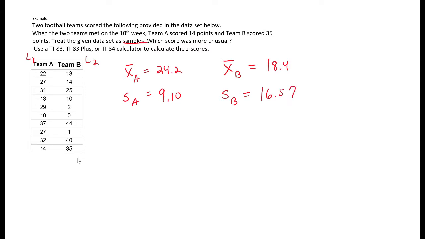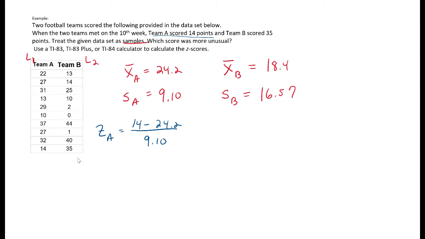Okay. So as we talked about in the previous video, I can already tell based off the standard deviations, Team A scores more consistently. What I mean by that is Team A scores are closer together whenever you compare them to Team B's, because Team B's standard deviation is larger. All right, so here we go. Let's calculate some z-scores. So Team A scored 14 points in that game. So the 14 points will be the data value for Team A. So the z-score for Team A will be 14 minus the mean of 24.2 divided by 9.10.